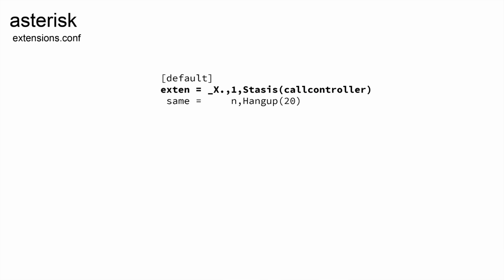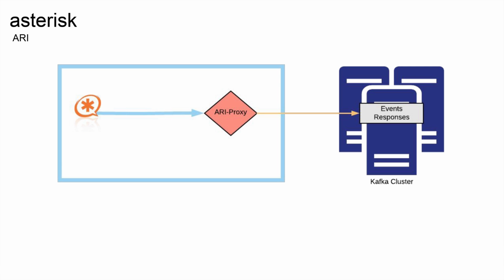Then we have the best extensions.conf ever, because that's all. And this is so little extensions.conf, we accepted to not have to test it. So it's pretty easy. And then for the ARI proxy and the Kafka, it's a bit more complex.